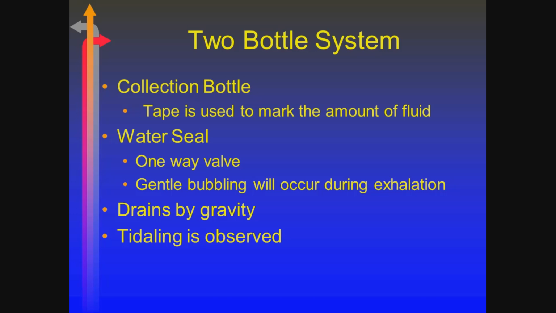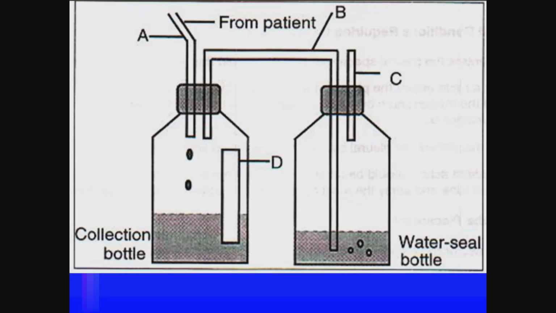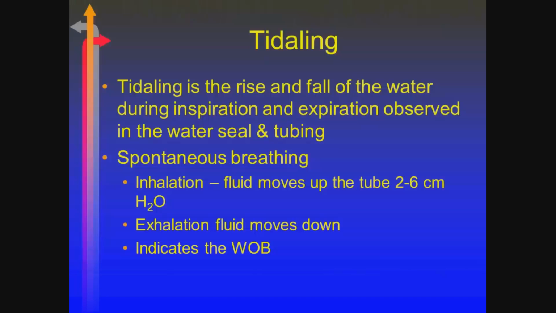Two-bottle systems were a little bit more sophisticated. One was a water seal. The second one was just a collection bottle that would collect anything that was draining off. And we would see this mechanism called tidaling, which is, as the person is again collecting the fluid, any air that is present is allowed to go ahead and bubble through. And there's again that same vent to the atmosphere.